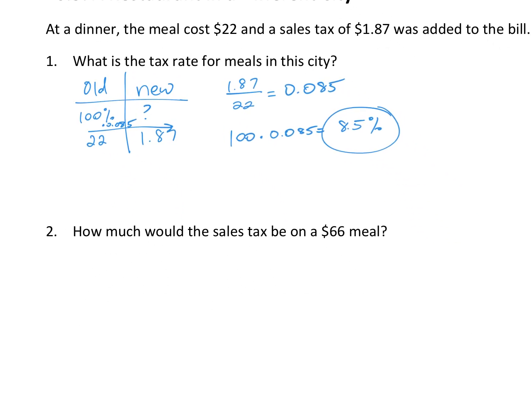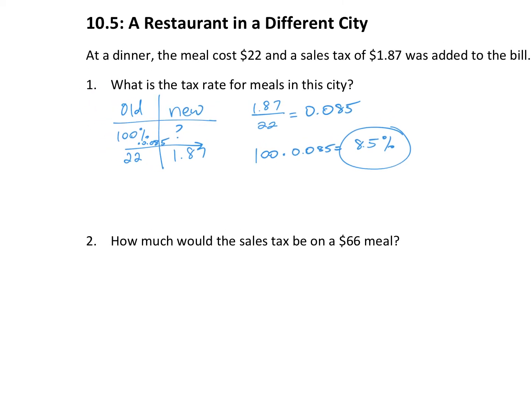Question 2 says, how much would the sales tax be on a $66 meal? So there's a couple of different ways that you can solve this. Maybe you recognize that to go from 22 to 66, you just multiplied by 3. So in reality, you could do the same thing for the sales tax. You could just do $1.87 times 3, which is $5.61. So that's one way of doing it.